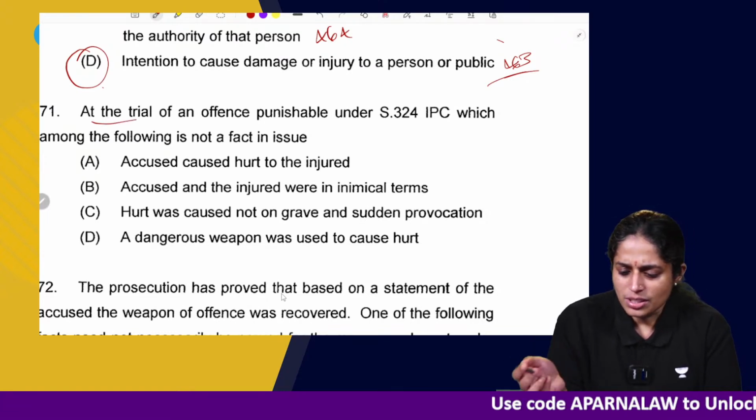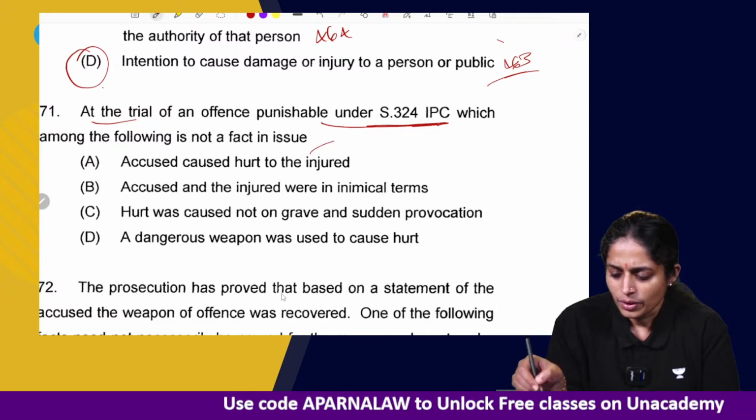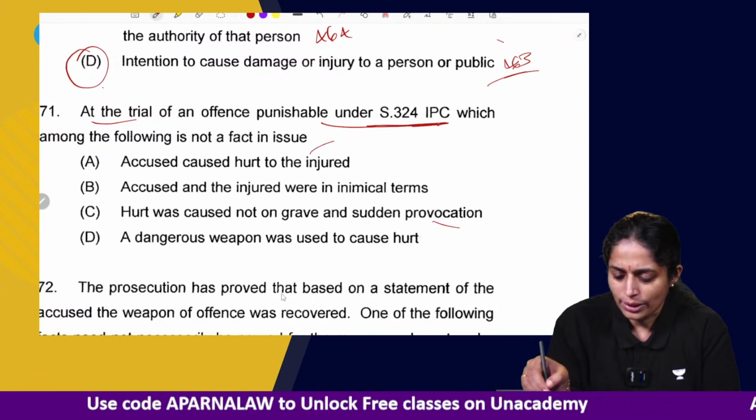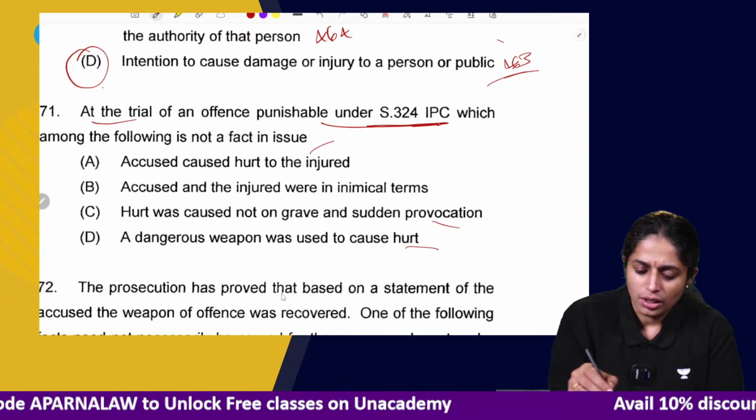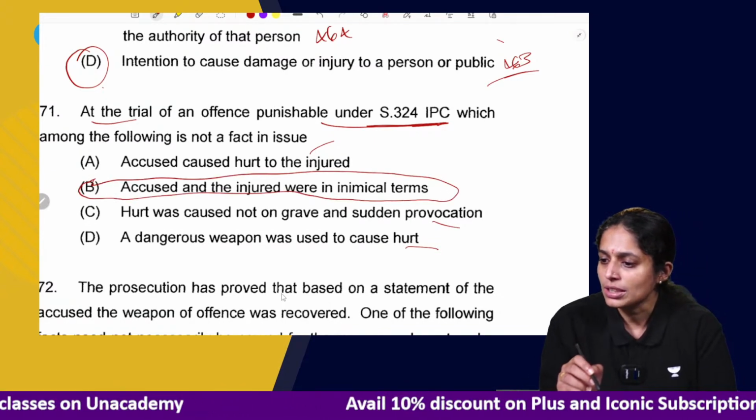So when a just offence, it's punishable in section 324, it is due to hurt, grave and sudden provocation and also dangerous weapon, but not whether they are in inimical terms. That is not a fact in issue. B is the correct answer.